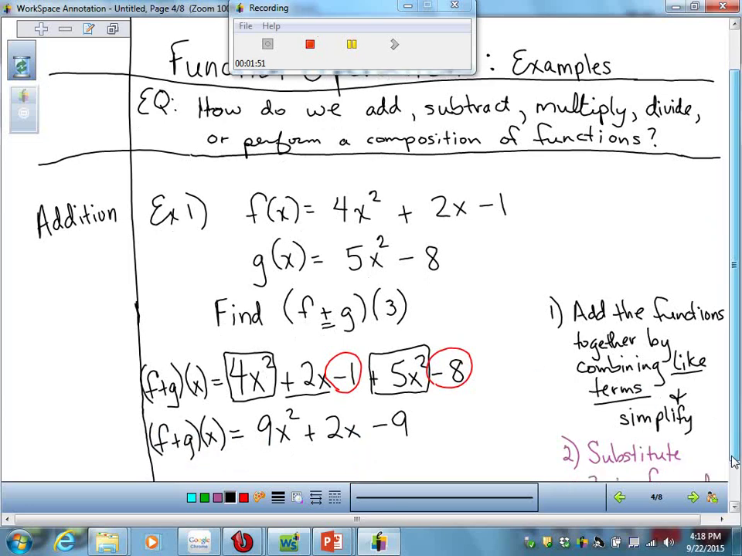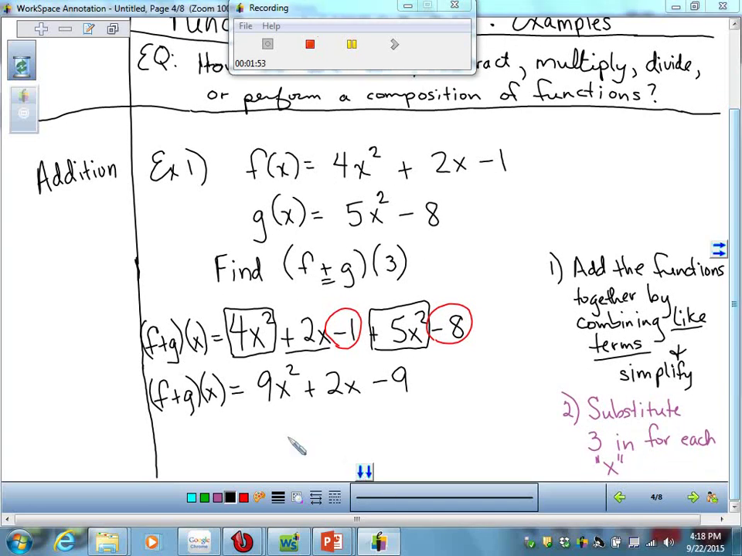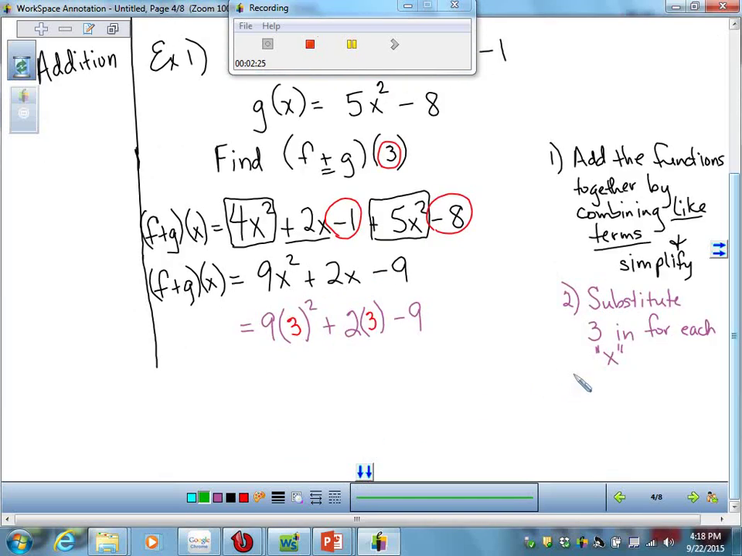Now I'm ready to go to step 2, which is to substitute 3 in for each x. So now I'm going to take out the x's and I'm going to replace them with a 3. So take out the x, leave parentheses open, take out the x, leave parentheses open, and now plug in to those parentheses the number 3 because that's what it asked me to plug in. Last but not least, my third step after I've substituted in the 3 is to simplify, and then we will be finished.